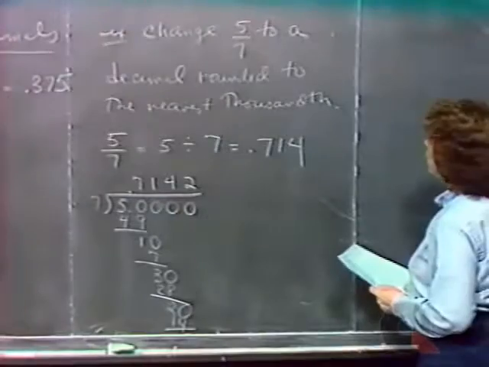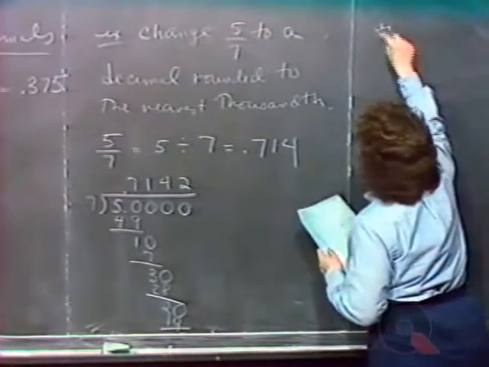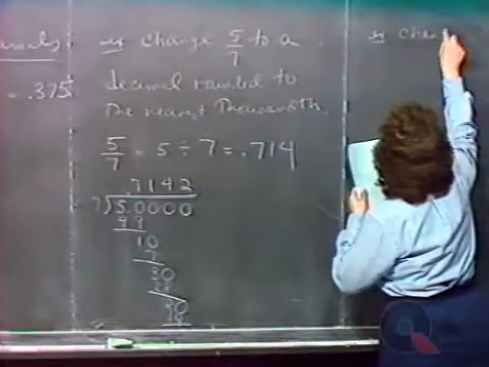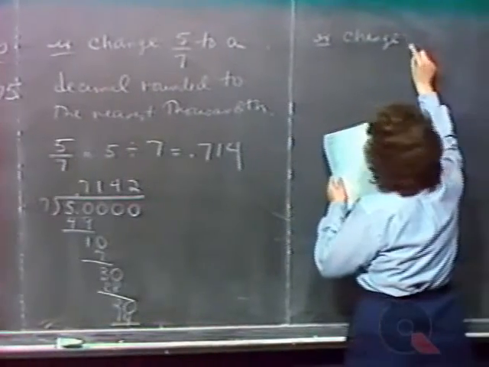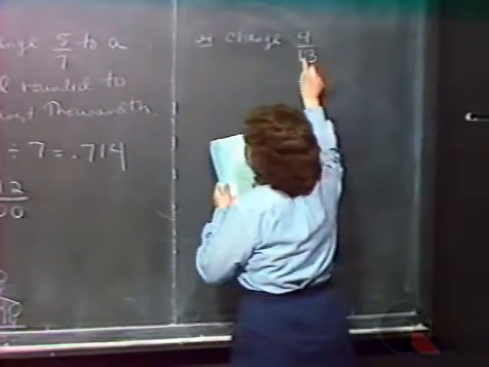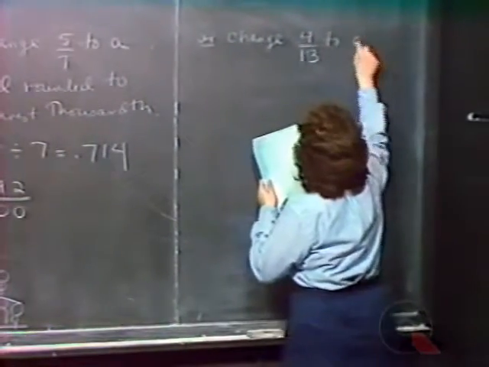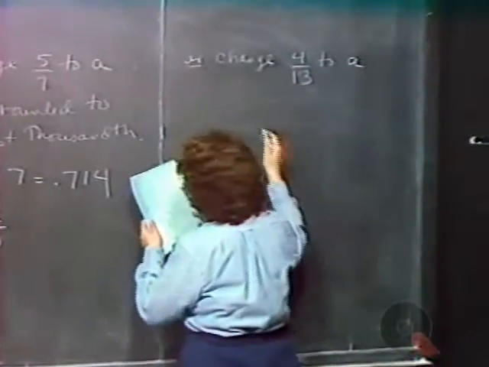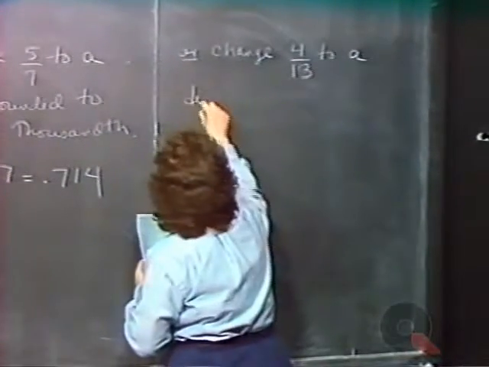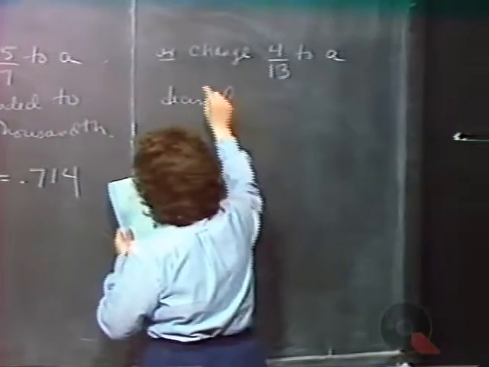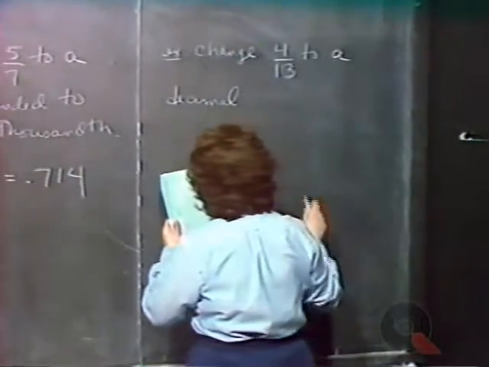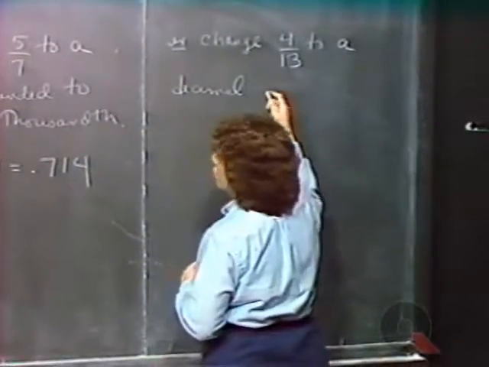Okay, let's try the next example. Change 4/13 to a decimal, rounded to the nearest hundredth.